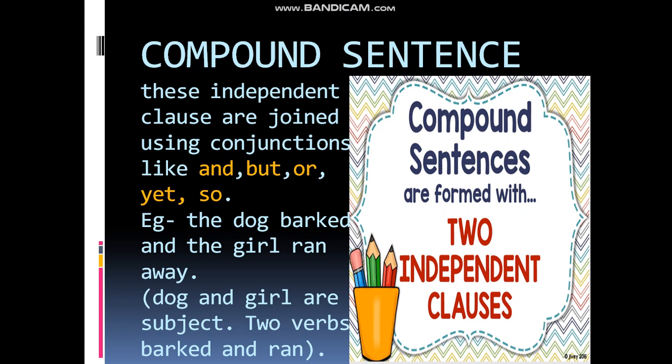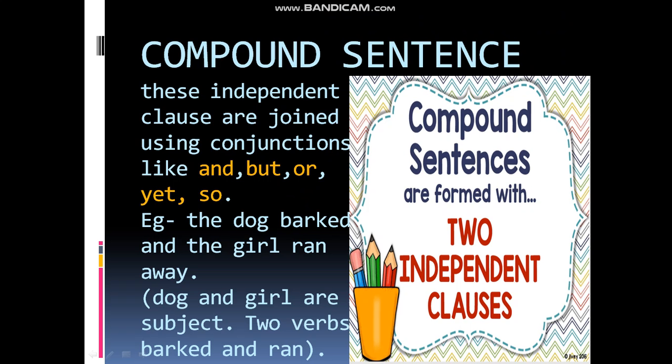Now what is a compound sentence? Compound sentences are formed with two independent clauses. Independent clauses are the ones which can be on their own, which can express on their own. These independent clauses are then joined using conjunctions. Now what are conjunctions? And, but, or, yet, so. These are all conjunctions. Here we have an example.